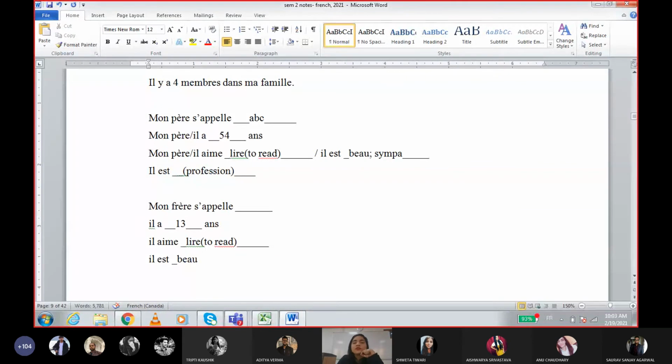So I'm saying you just have to shuffle around the words. The formation of the sentences would remain the same. And lastly, if you want to write the profession, go ahead. Otherwise, 4 lines are done. So it's entirely your choice.